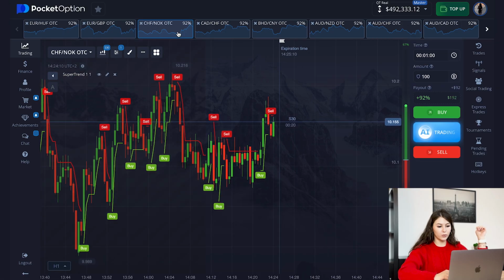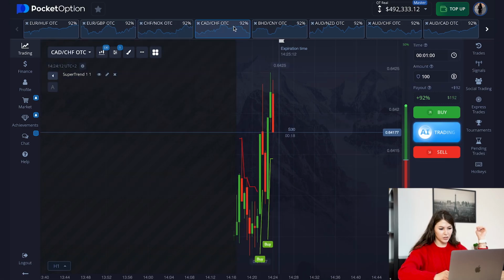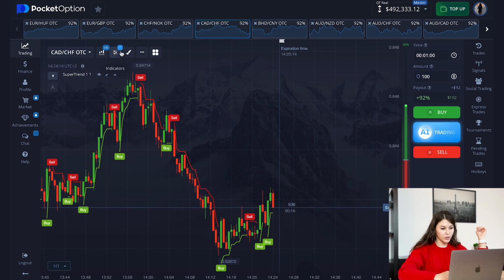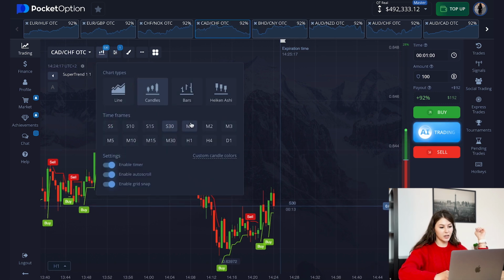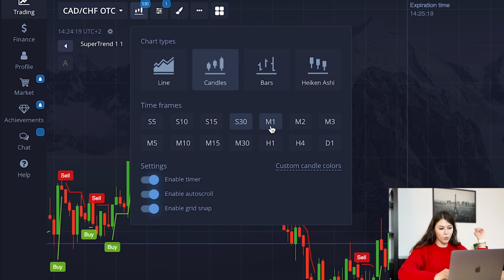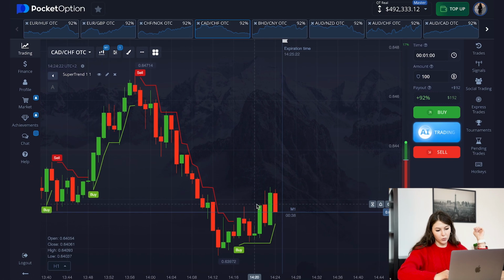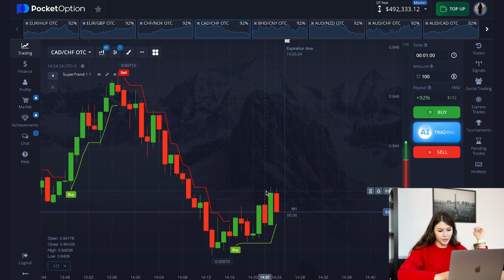So let's go for another. Oh Jesus, that is not very nice. So let's go for this trend. Let's change the time frame for the candle for 1 minute. So now we're gonna see what is happening here.